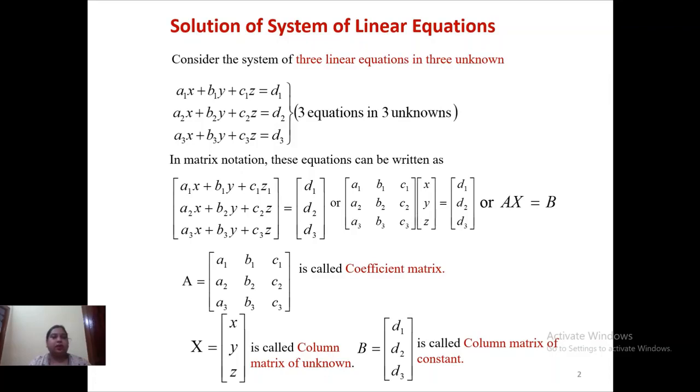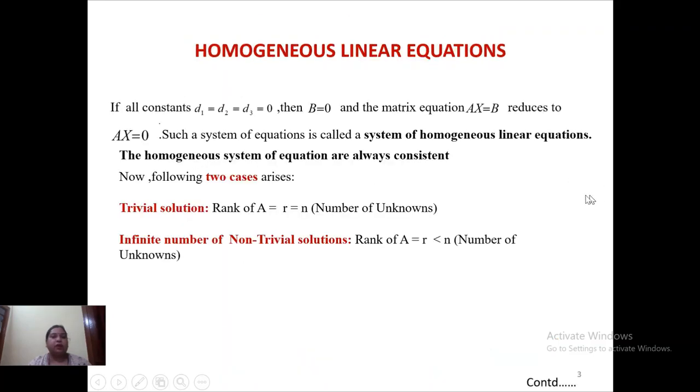c3z equal to d3. In matrix notation, these equations can be written as a1 b1 c1 first row, a2, b2, c2 second row, a3, b3, c3 third row. This is the coefficient matrix A. X, Y, Z is the column matrix of the unknowns, and D1, D2, D3 is the column matrix of the constants.